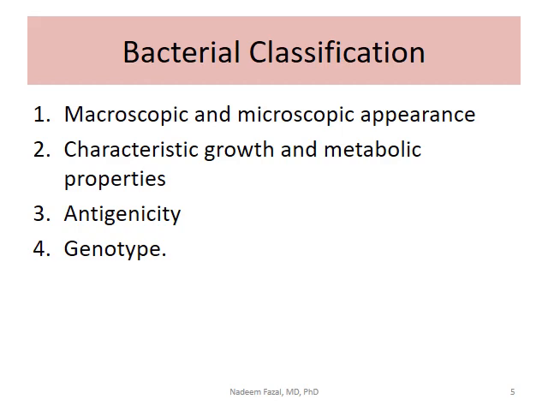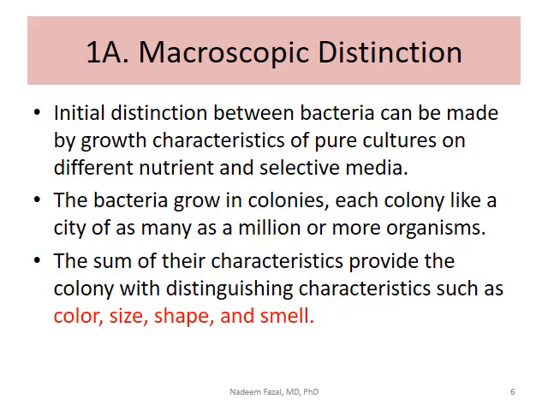So let's talk about how do we look at them externally with the naked eye. It's called macroscopic distinction. So we grow them on a plate, and basically they grow in colonies, and you'll see in the lab as well. One colony may have millions and billions of cells, and we then look at the color of the colony, size of the colony, shape of the colony, and smell of the colony, because once they divide, remember I told you the odor that comes from the skin and the odor that comes from the mouth is because of the metabolic activity of the bacteria that's taking place.